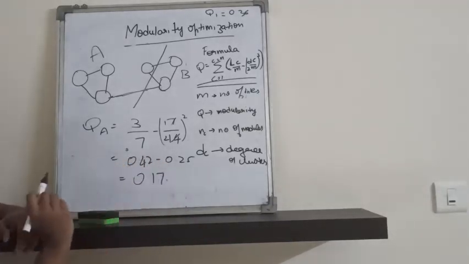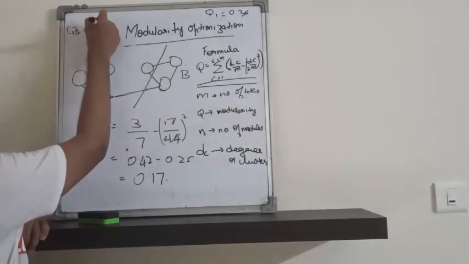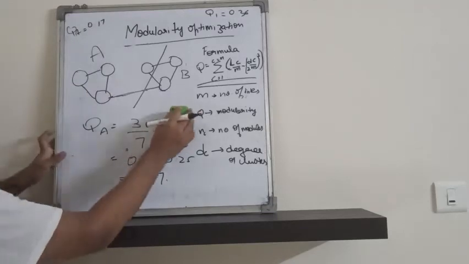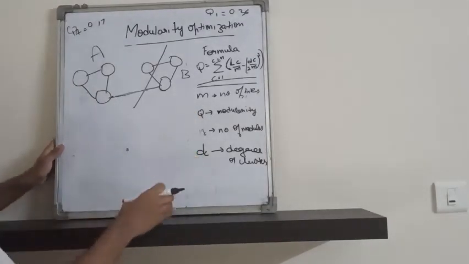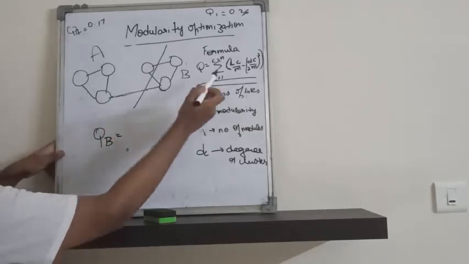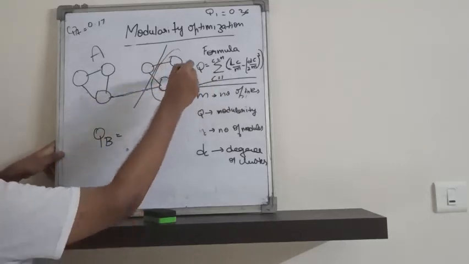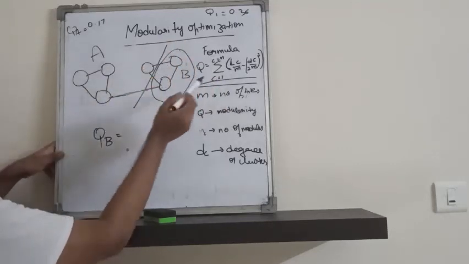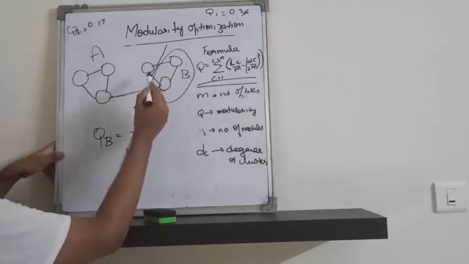Okay, so this is our QA. I'm writing it here. QA is equal to 0.17. Okay, now let's erase this. We have to find out QB. What is QB? QB is equal to, we have one link. How many links are there in this? We have to find out for B, right? This is B. How many links are there in B? There's only one link.